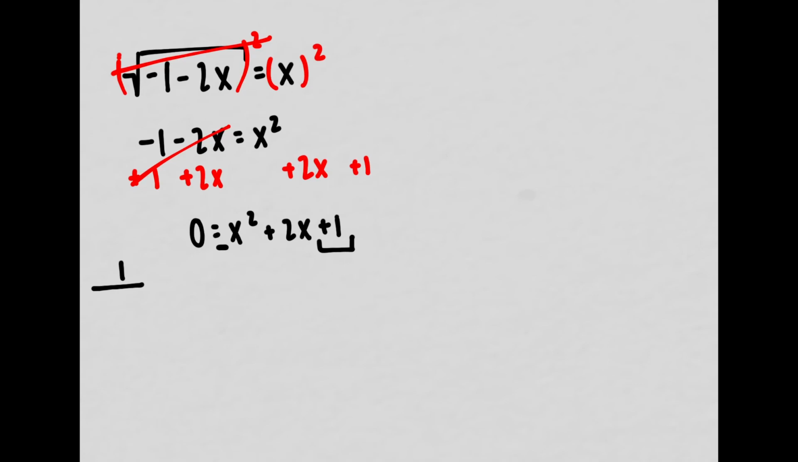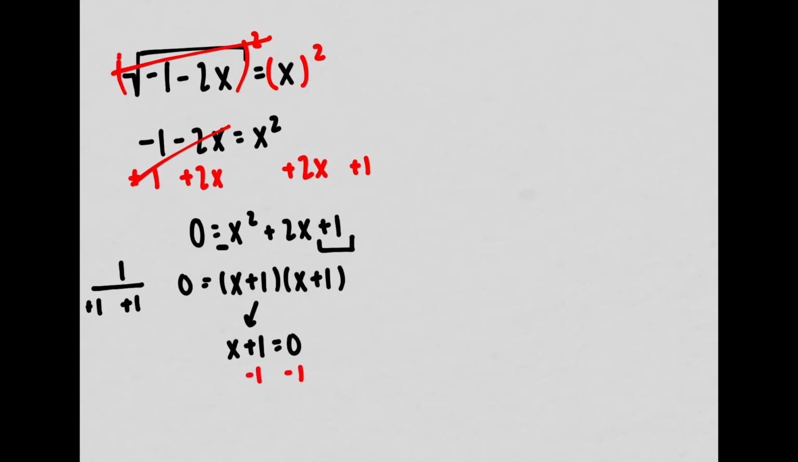So I'm going to list out the factors. It only has one set, 1 times 1. They need to add up to be 2, so they're both going to be positive. So I have x plus 1 times x plus 1. Now I need to solve these. Since they're the same, I only have to do it once. So I'm going to do x plus 1 equals 0. I'm going to subtract 1 from both sides, and I end up with x is equal to negative 1.